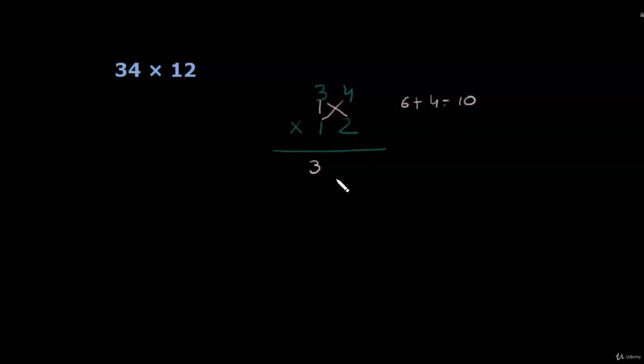If we get a two-digit number, we have to write it like this. And now vertically, last column, so 4 times 2 is 8. And now we will add this. This is 408. So this is the answer. Let's take one more example.